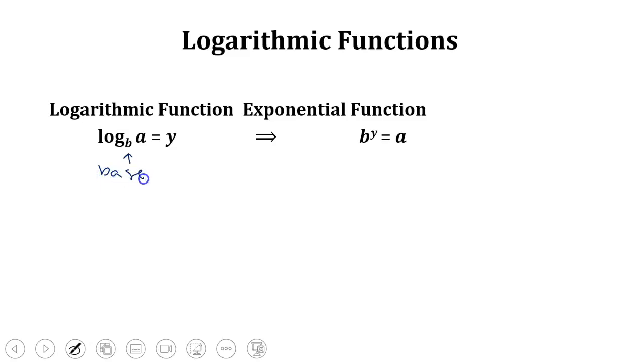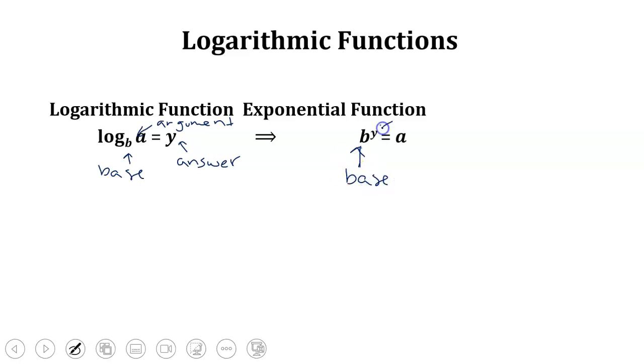So the b is the base. The a is the argument. And then the y, we just kind of call the answer. So the b is the base, the a is the argument, and the y is the answer. So when you're converting the logarithmic function to the exponential function, that's with the arrow. So now you see the b turns into the base.